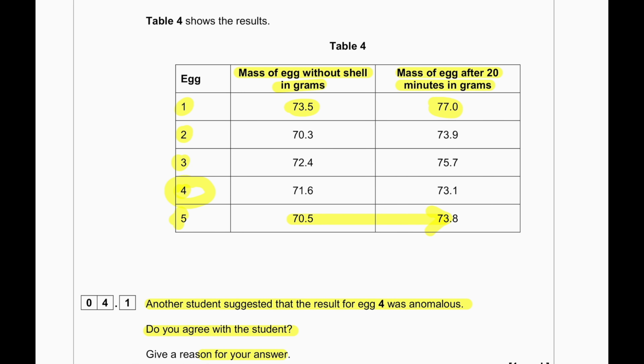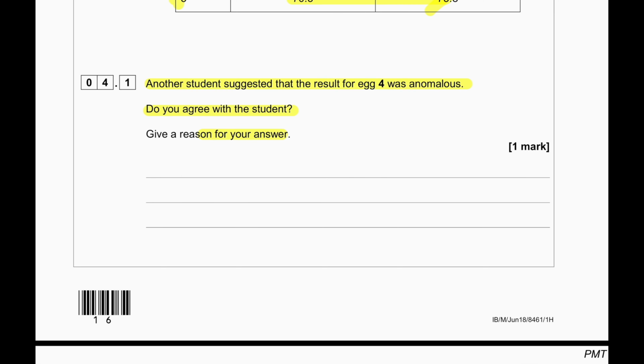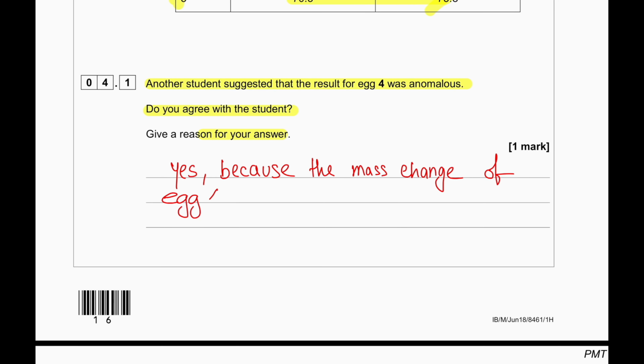So for egg 4, we can see the mass has increased slightly to 73.1 starting from 71.6. So we will say yes, because the mass change of egg 4 is much lower than the others. Why? Because in most of the eggs we can see an increase of 3.5 grams or 3 grams at least. In this case, it only increased by 1.5 grams or so. So we can say this is the anomalous result. So the answer will be yes, because the mass change for egg 4 is much lower than the others.